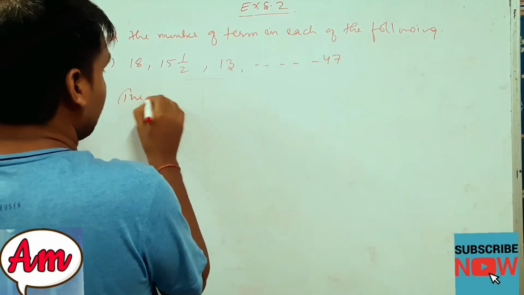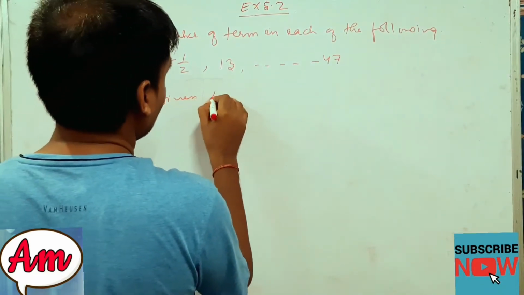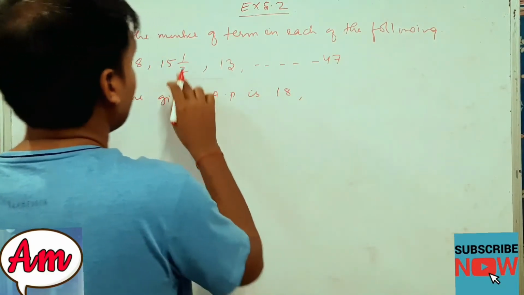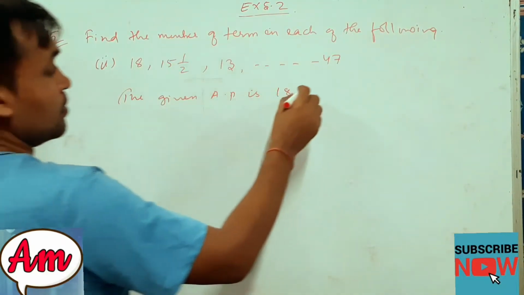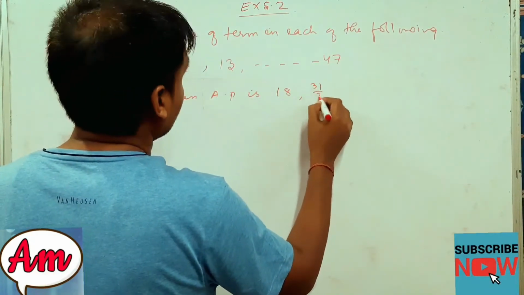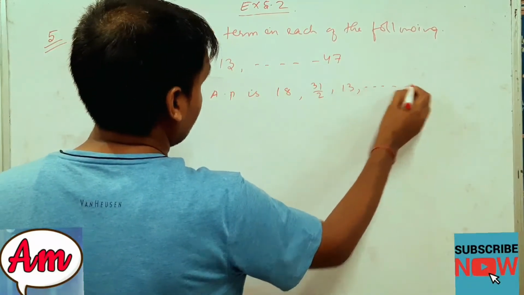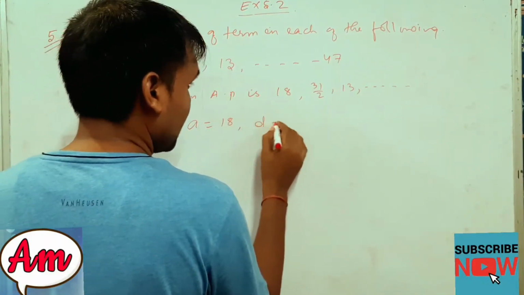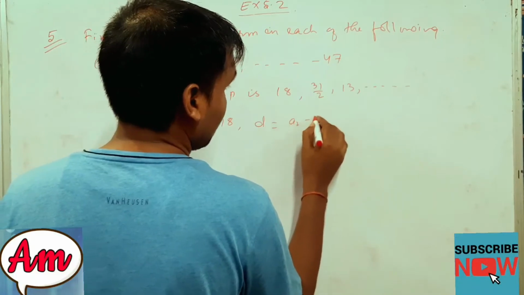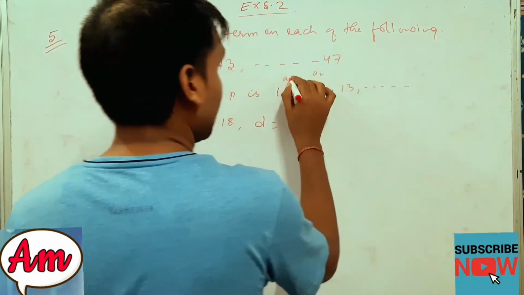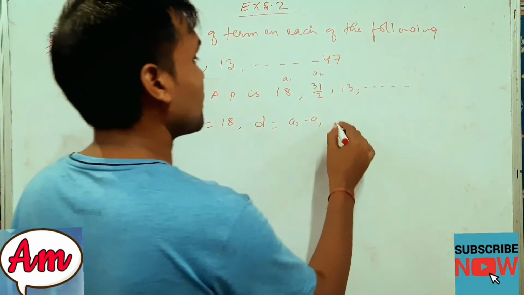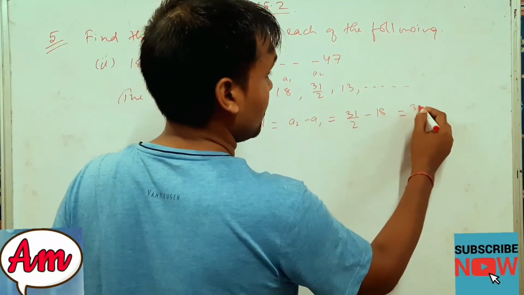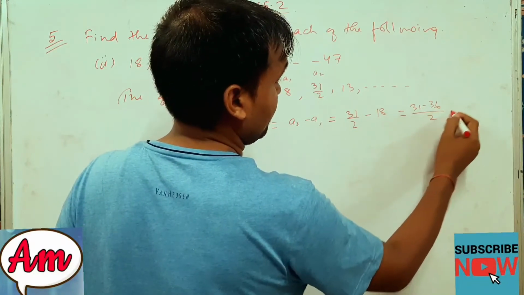The given AP is 18, 31 by 2, 13, and so on. So right here A equals 18. D equals A2 minus A1. As I've been telling you again and again, A2 is this, A1 is this one. So A2 is 31 by 2 minus 18, so it comes to minus 5 by 2.